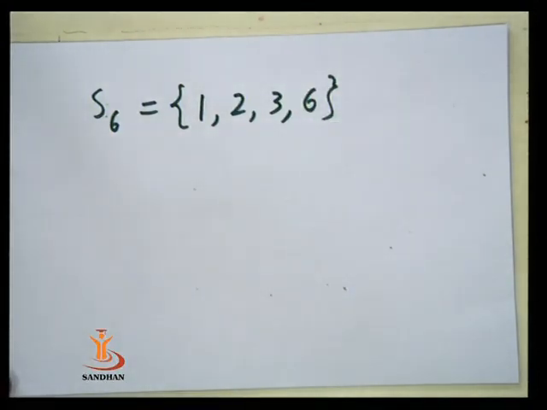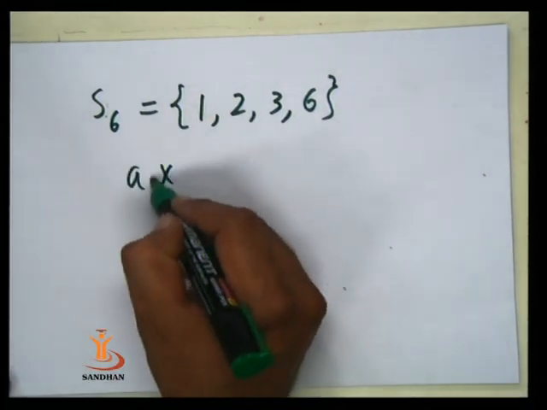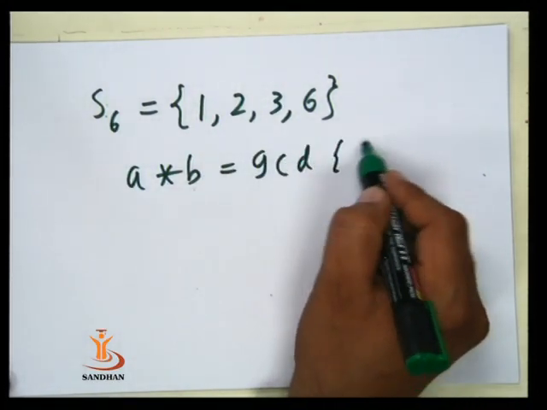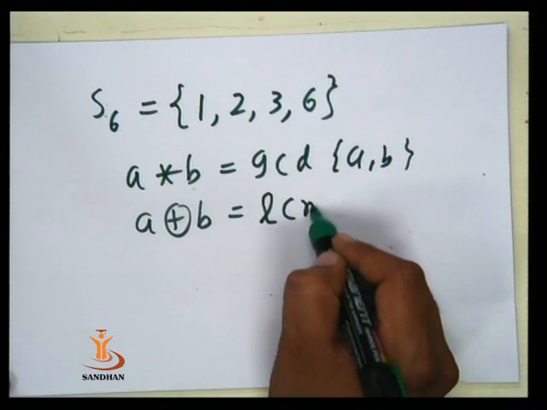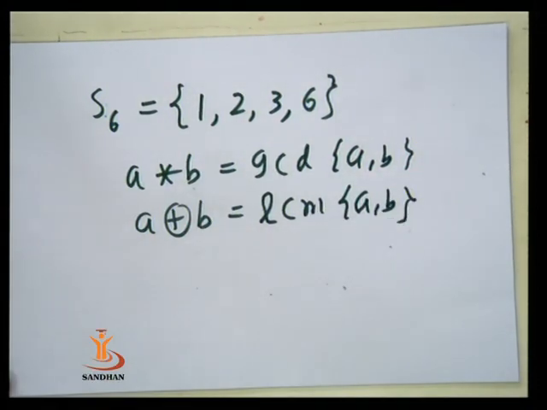We are going to define A star B as the GCD of A and B, and A ring sum B as the LCM of A and B. We can draw the table for star and ring sum, and easily check that star and ring sum are both commutative binary operations. Similarly, star and ring sum are associative, and they satisfy the absorption laws. So S6 together with the two operations star and ring sum will be a lattice.